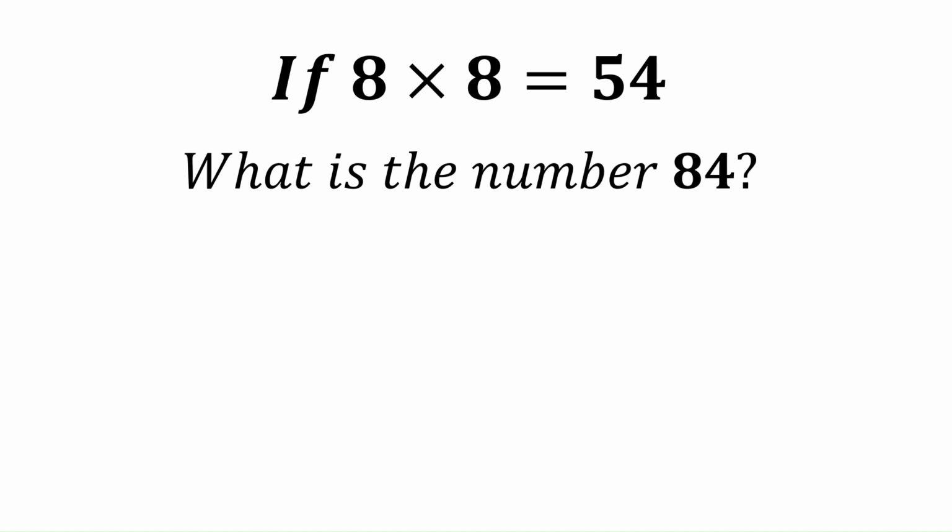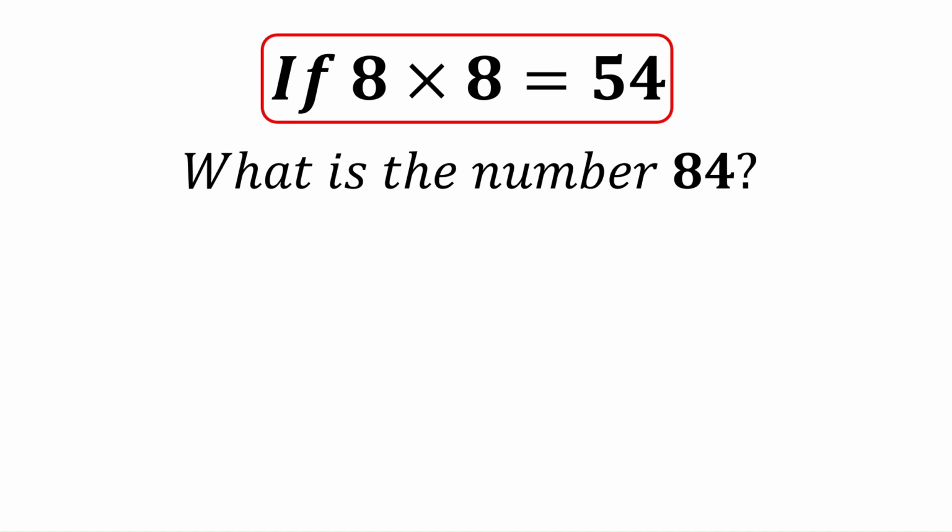Here's the challenge. If we live in a world where 8 times 8 is 54, then what does the number 84 equal? I know it sounds absolutely insane, but this puzzle is 100% solvable using real mathematics. No tricks, no wordplay, just pure logical reasoning that will blow your mind once you see the solution.